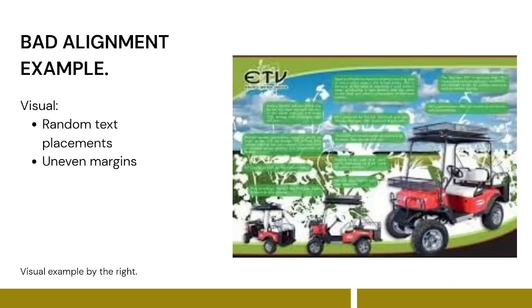Now we have a bad example of alignment here, placed on this page. The visual shows random text elements and uneven margins. We can see that this design is an example of bad alignment because the text here is barely readable and everything is just placed randomly. We don't know the focal point of this design. We don't know whether we have to focus on this image or this image or this image.